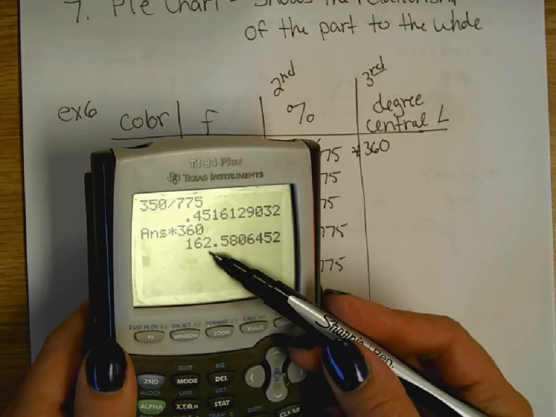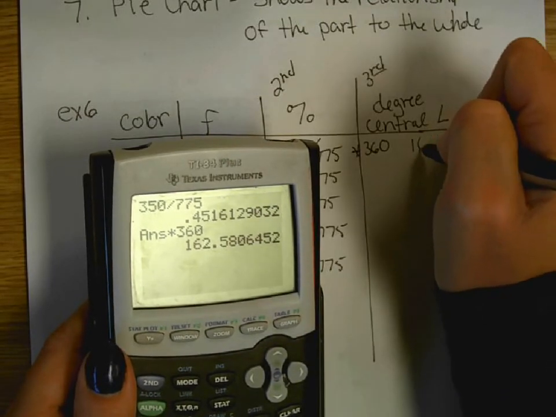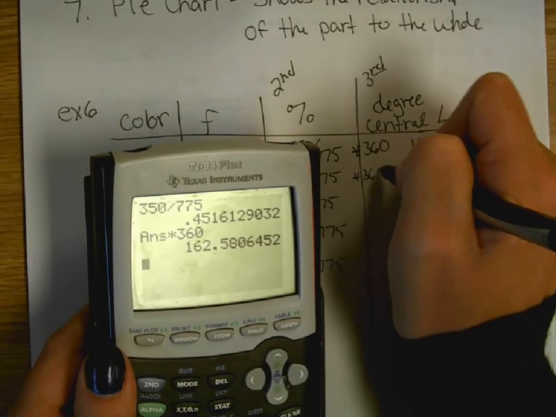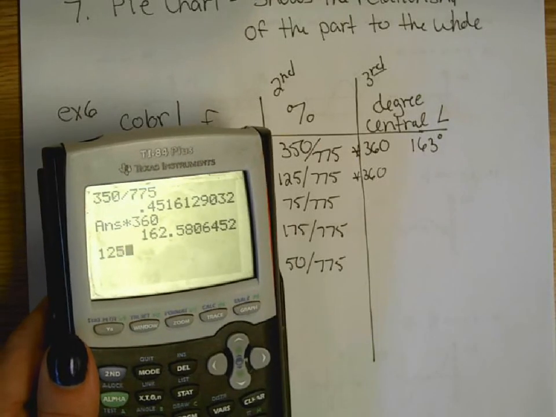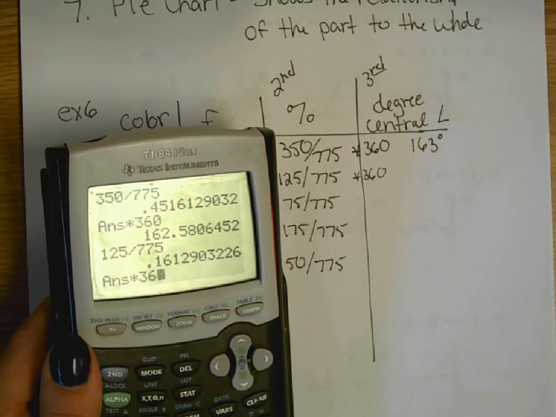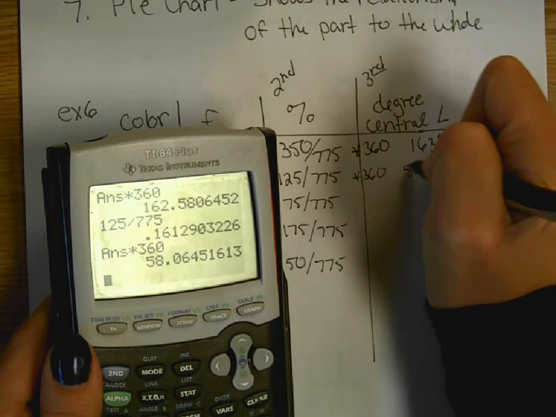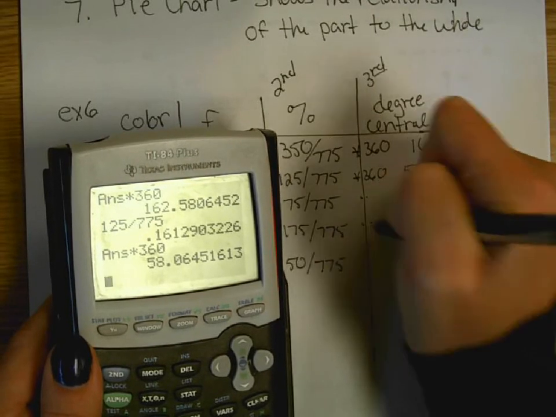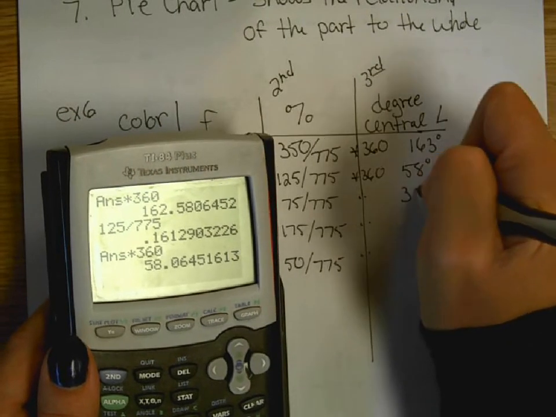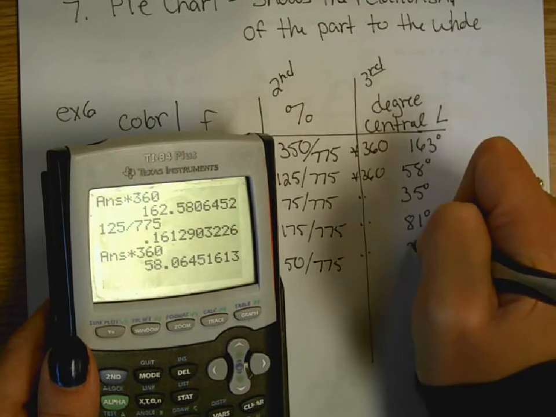And now I'm going to round to the nearest whole degree. So I'm going to save the rounding till the very end. So I'm going to make this one 163 degrees. So 125 divided by 775 times 360, and I get 58 degrees. And you just follow that all the way down, times 360, you will have 35 degrees here, 81 here, and 23 here.